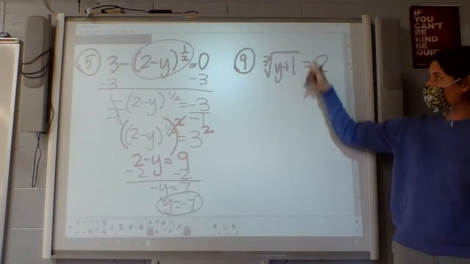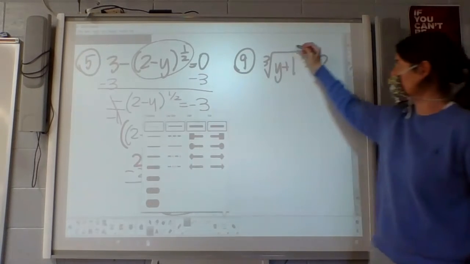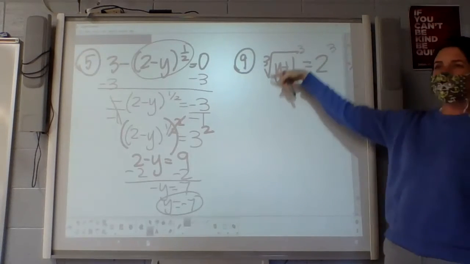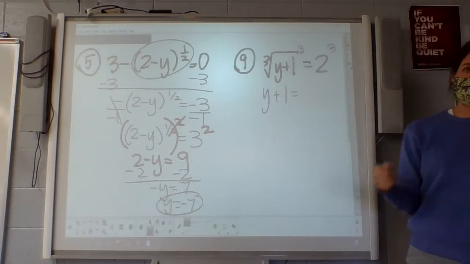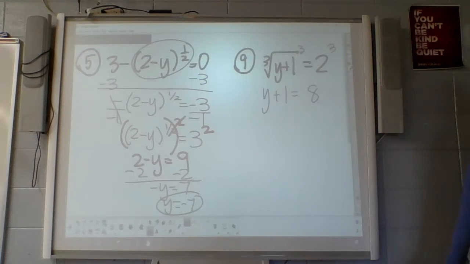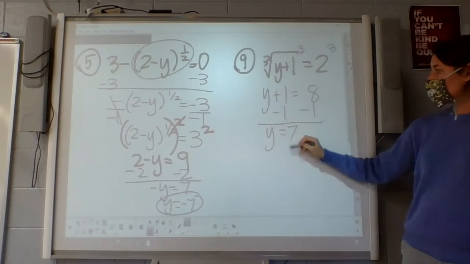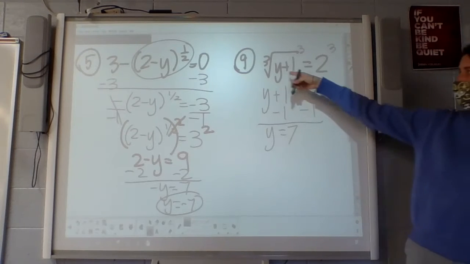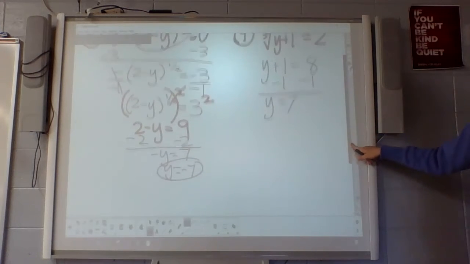Now this next one, the radical is already isolated. So I'm ready to take each side to the 3rd power, because that's the cube root. 2 to the 3rd power is 2 times 2 times 2, which is 8. So now I just have to move this over. And so I find out y is 7. When I put 7 back in, 7 plus 1 is 8. The cube root of 8 is just 2. So that works as well.